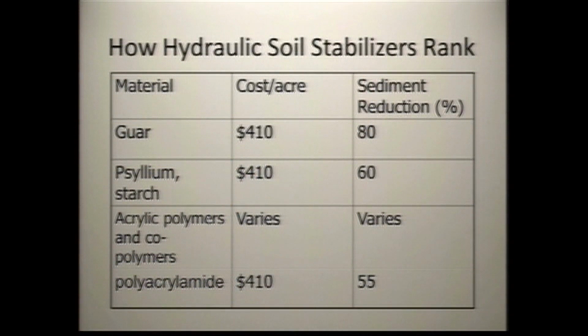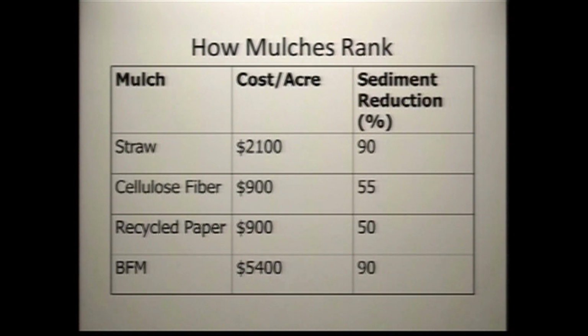Here's some charts just to show you how much these things cost, and the sediment reduction compared to bare earth. That's been done in some laboratory tests. But guar, that's a natural substance from beans. Starch, these are just sticky things that essentially glue the soil together. Polyacrylamide is essentially earth guard, just under a commercial name. So about $400 or $500 an acre to apply it.